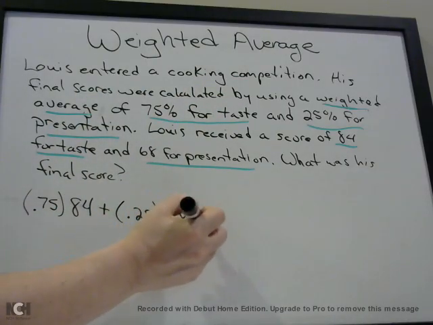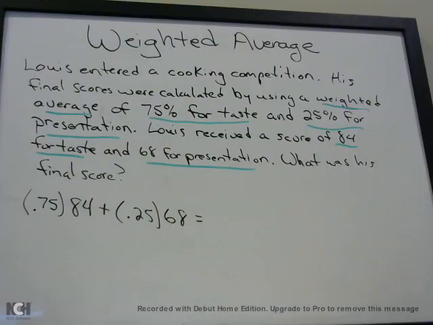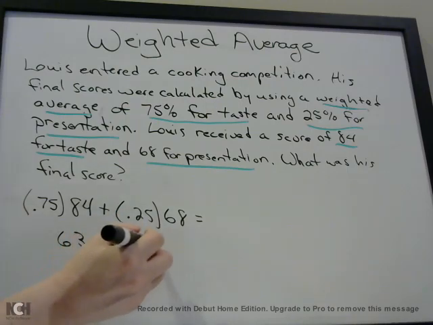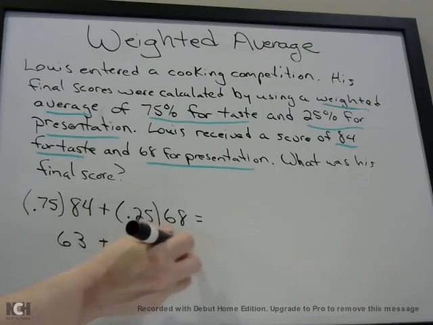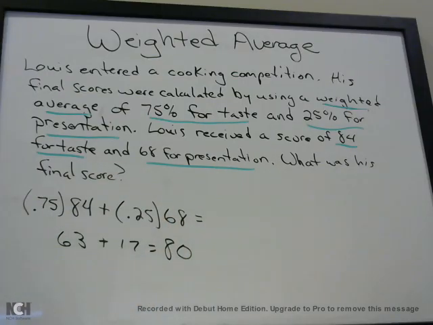But that's it. So all you do, plug that into your calculator. 0.75 times 84 is 63. 0.25 times 68 is 17. You add those 2 numbers up, and you're going to get 80. So his final score is 80. So really, this is a pretty easy problem. The math in this is not difficult.